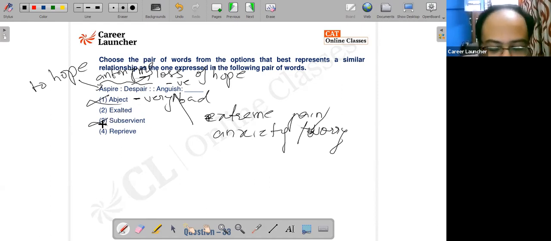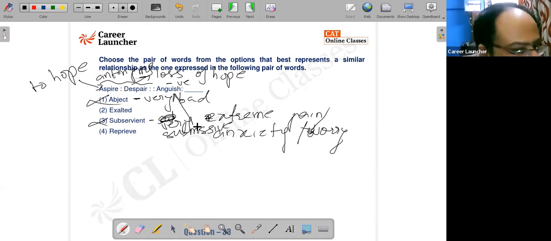Similarly, subservient cannot be the answer because subservient again is a negative word. Subservient refers to someone who is very submissive. It is generally considered to be a negative word. It comes from sub and serve. So options 1 and 3 cannot be the answers because they're negative words. Now, options 2 and 4. Options 2 and 4 are both positive words.